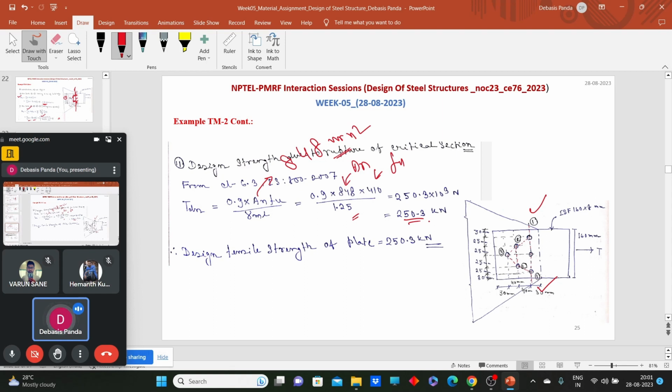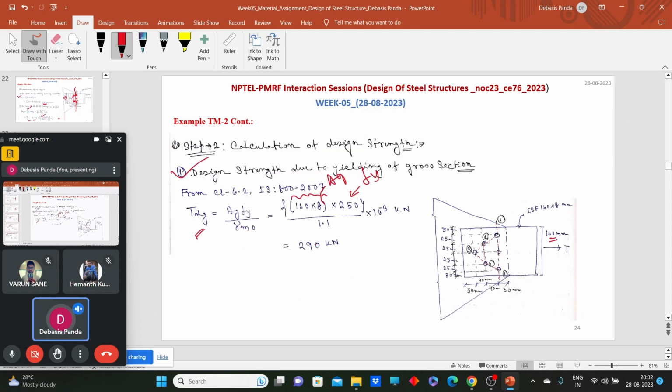So what will be the design strength of the plate? The T_d value will be equal to the minimum of your T_dg value and T_dn value. So what was your T_dg value? How much have you calculated? 290. And what is the value of T_dn?